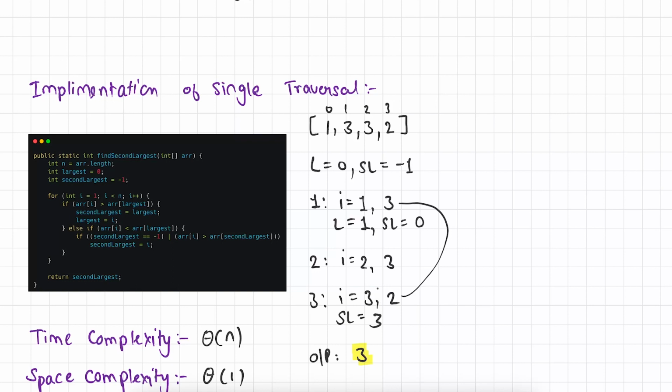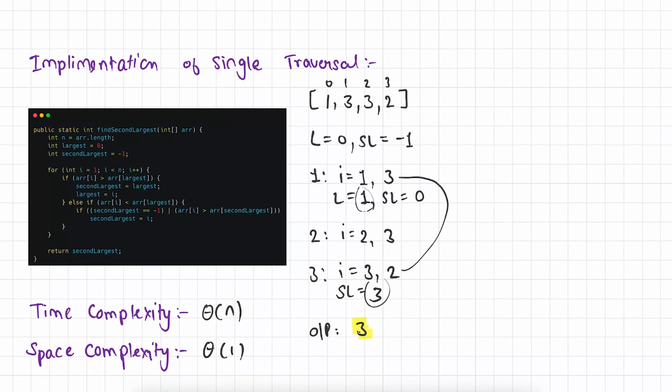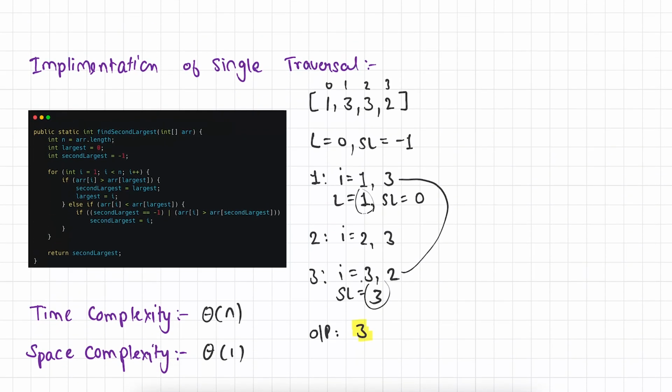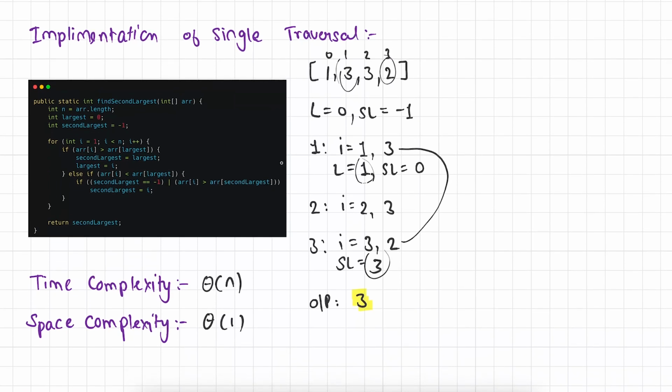So now the largest is at position 1, that is 3, and the second largest element exists at position 3, that is 2. So we get 3 as the output of this input. It means the second largest element is present at index 3, that is 2, and the largest is 3. Okay, so far so clear.